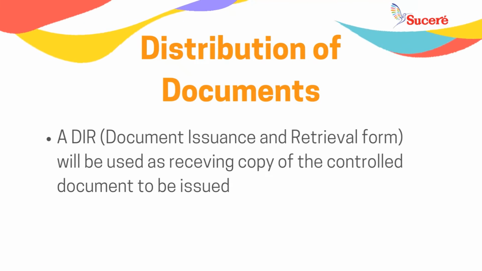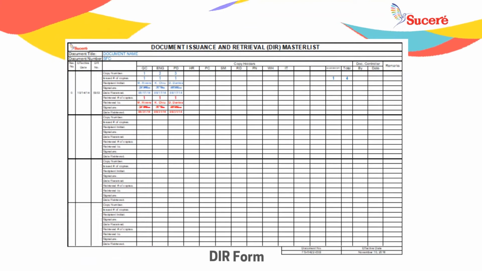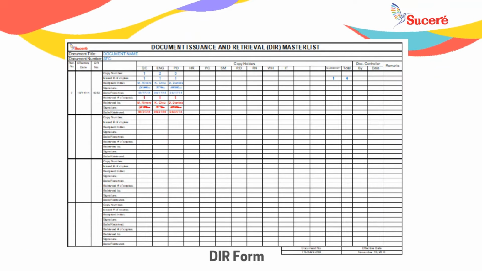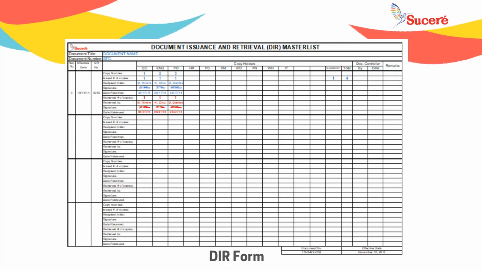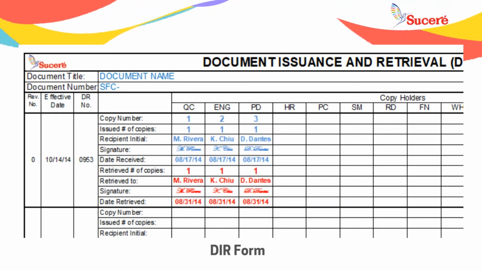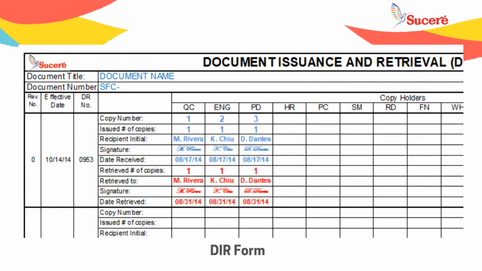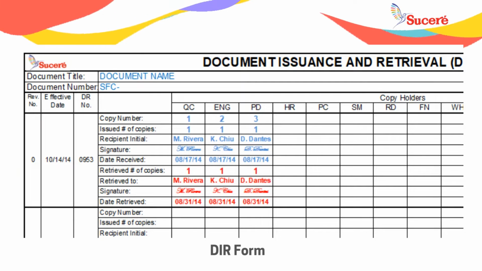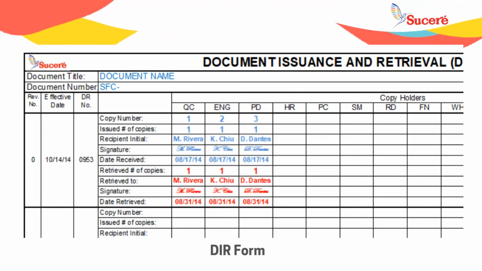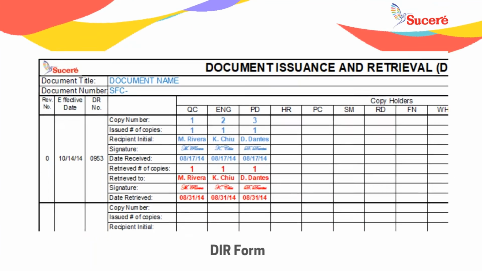Distribution of documents. The DIR will be used as a receiving copy of the controlled document to be issued. So this is how the DIR looks like. It is usually accompanied with the controlled copy of the document. So for the document receivers, this is how you receive the DIR. You will put the recipient initial along the column of your department, and then the signature below, and then the date of receipt.